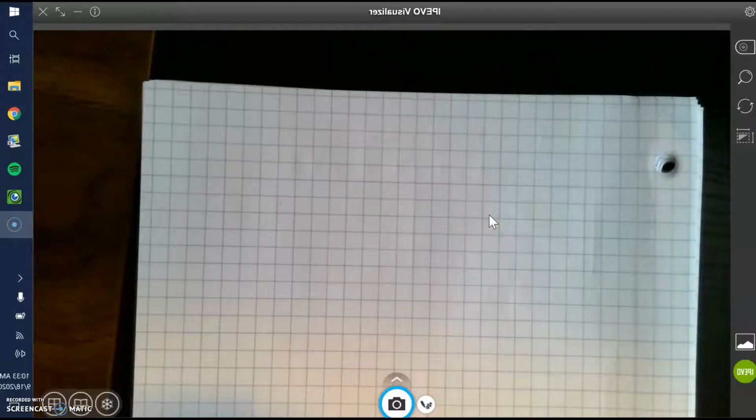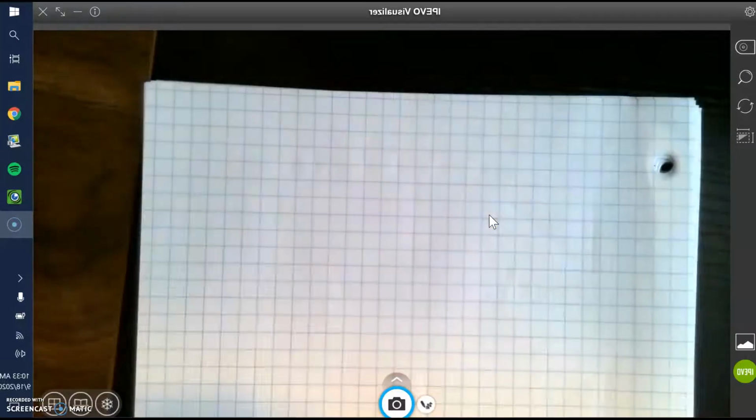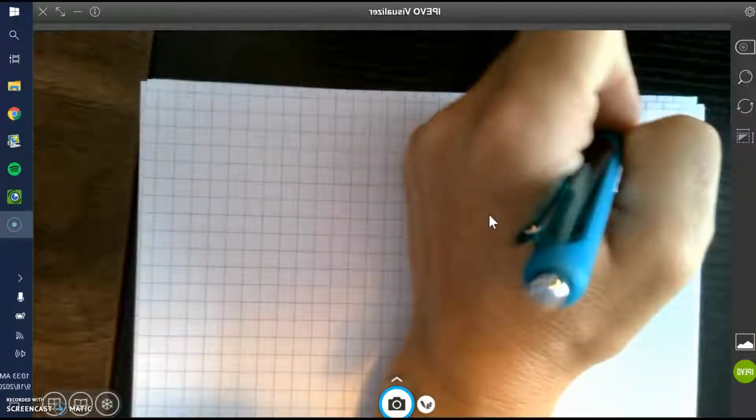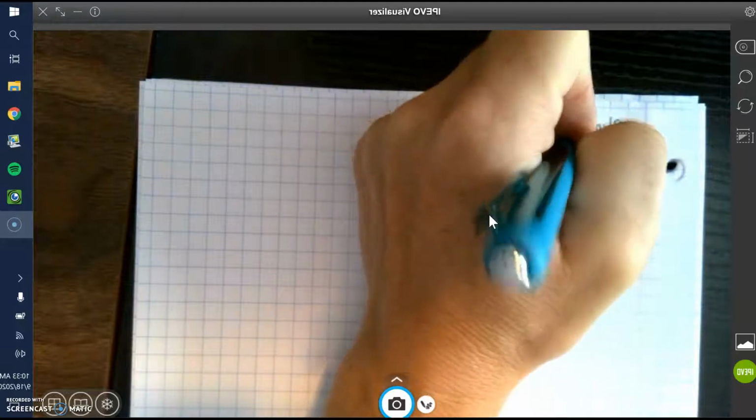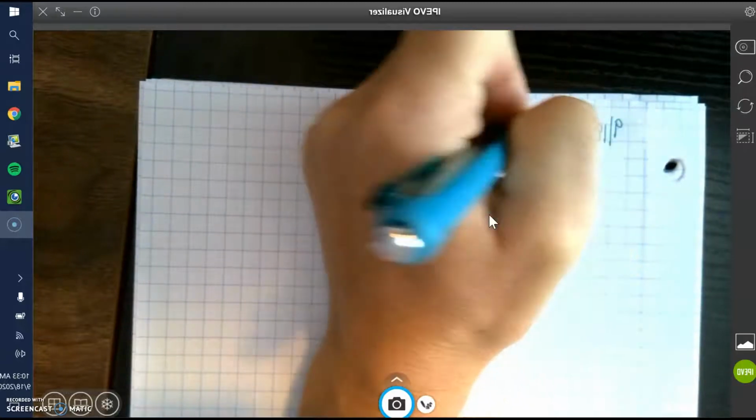Okay guys, so welcome. What we want to do today is take some notes. So today is 9/18 and this is graph translation.